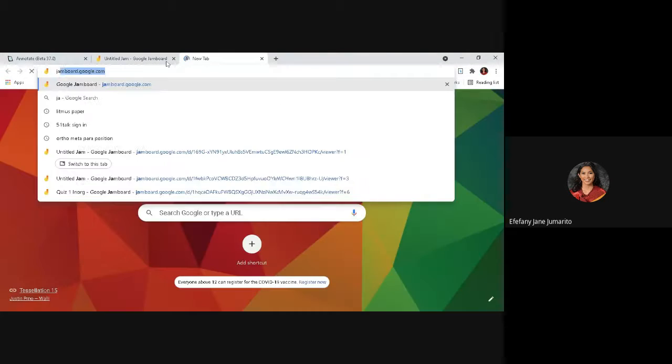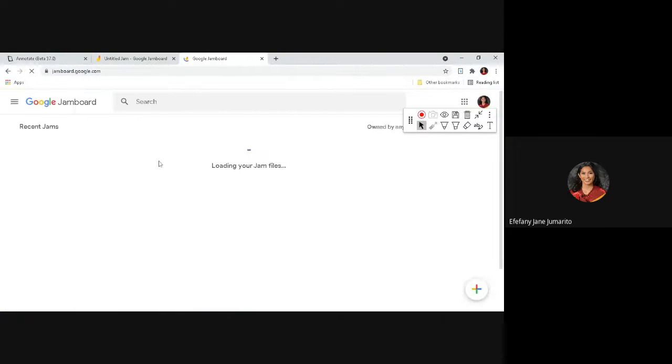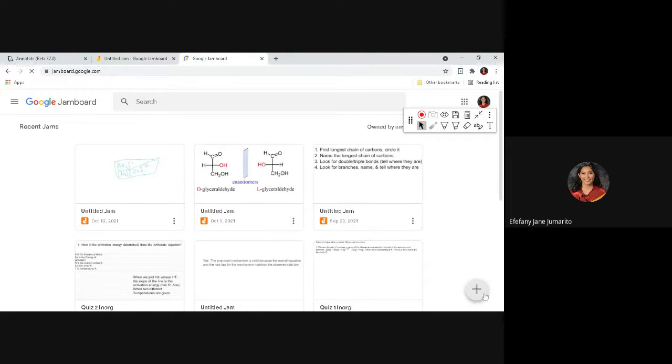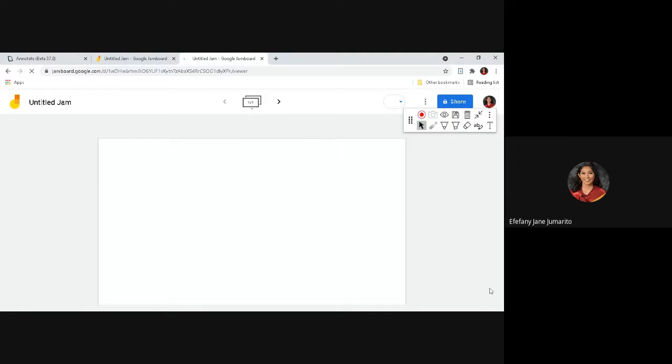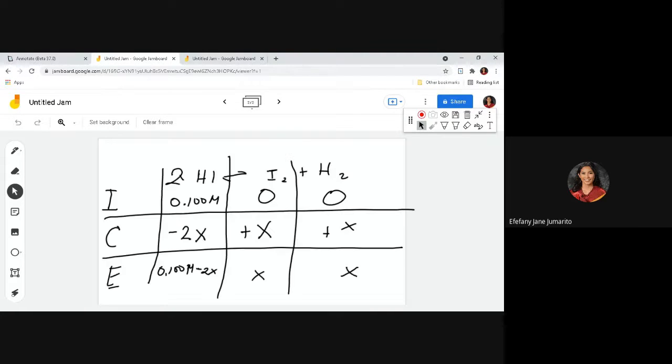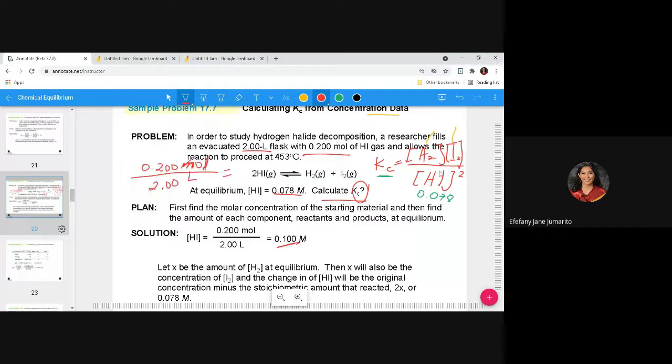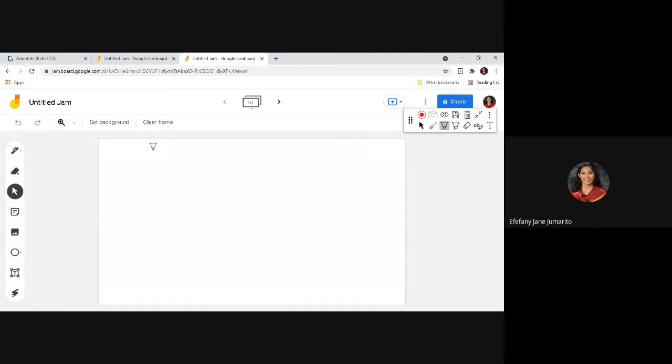Okay, after that one, we will put these values because, class, these are your values at equilibrium. Di ba? Kc is at equilibrium. Now, we know that here, Kc is H2 times I2 over HI squared. Okay, let's write that again here.